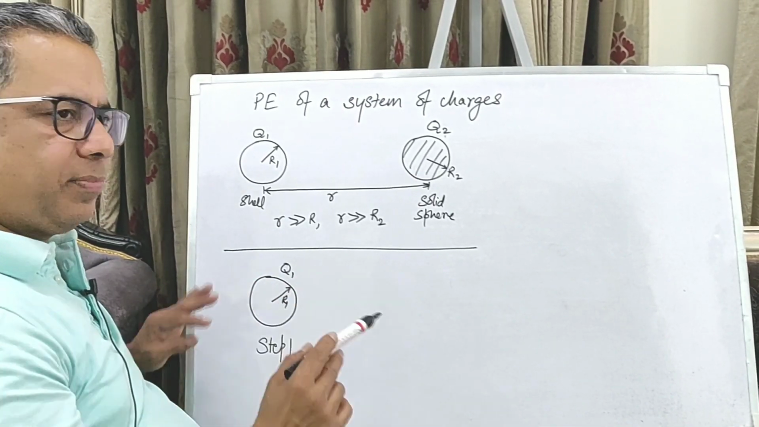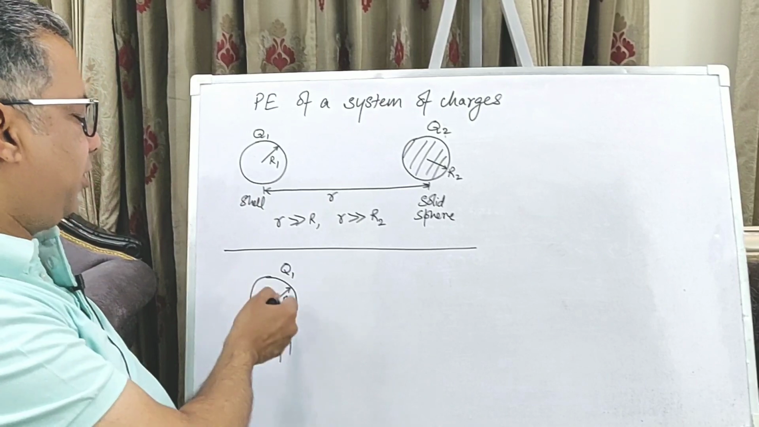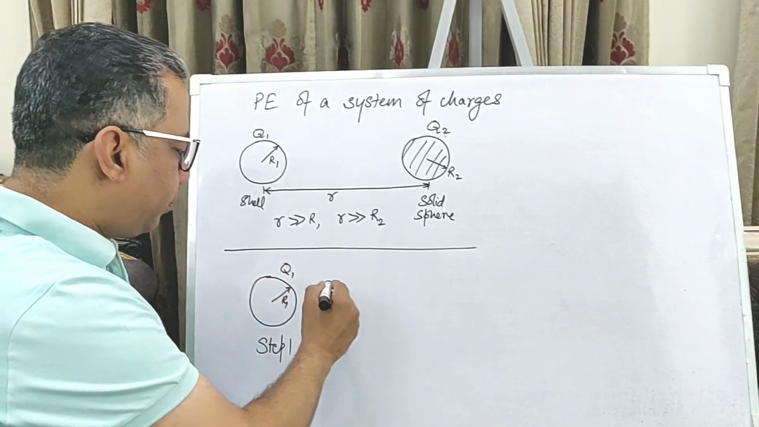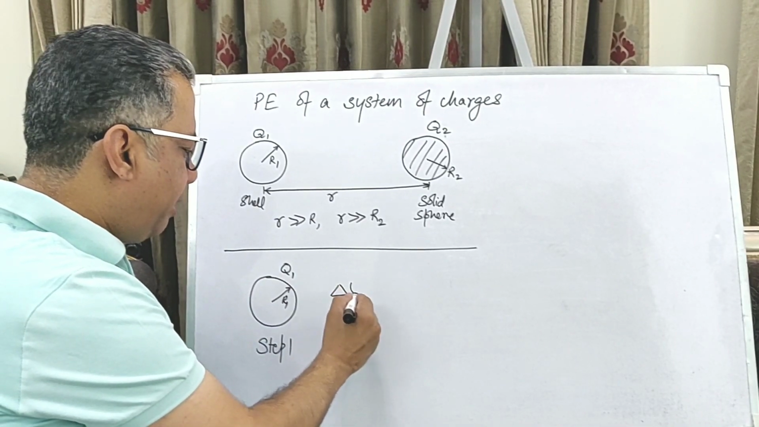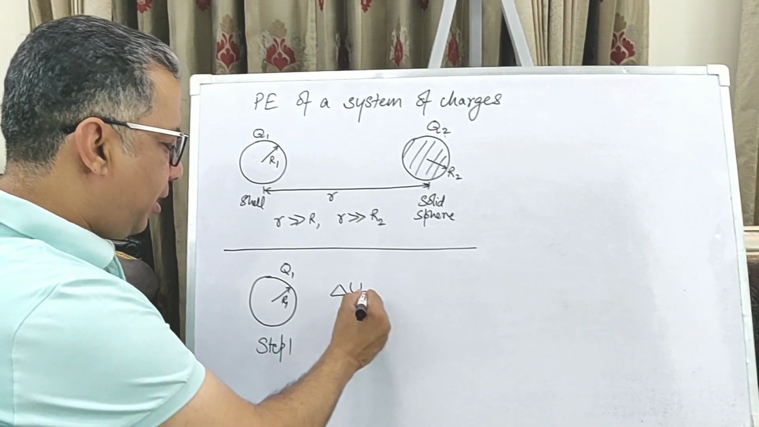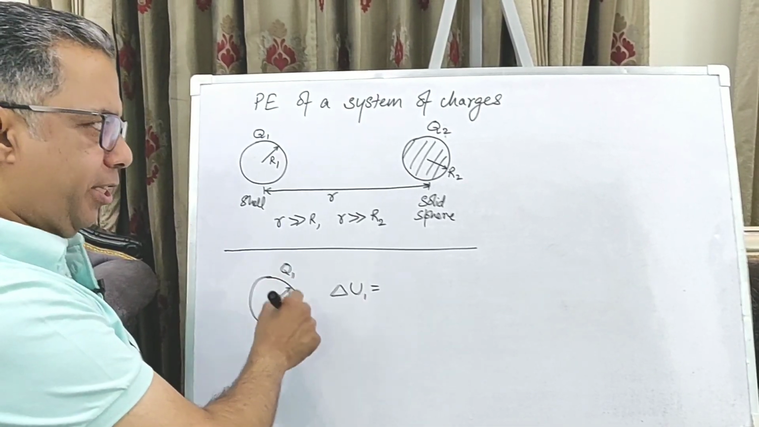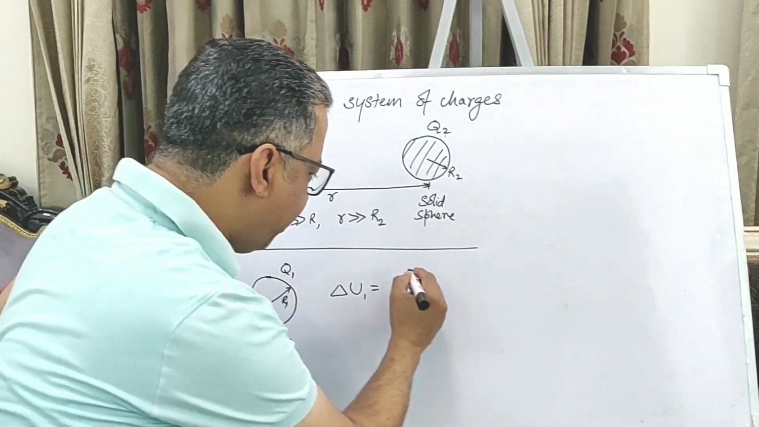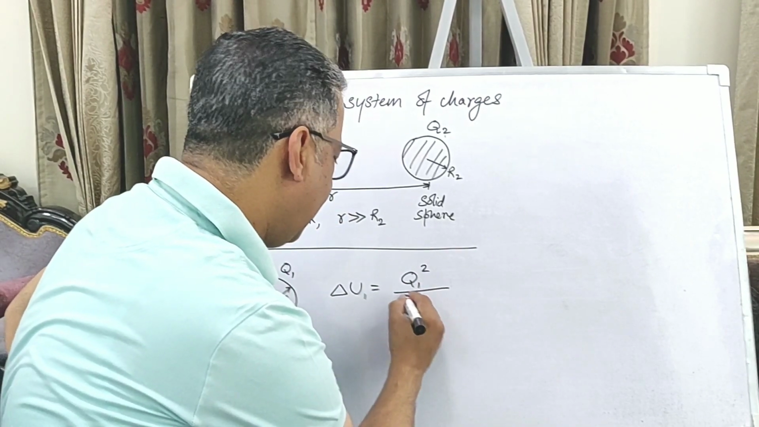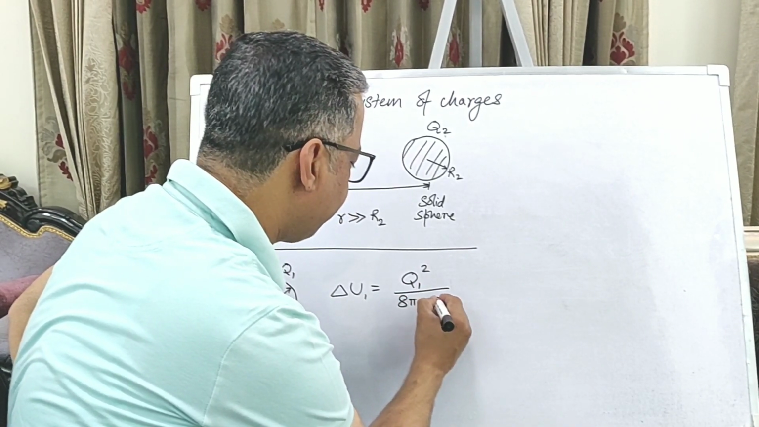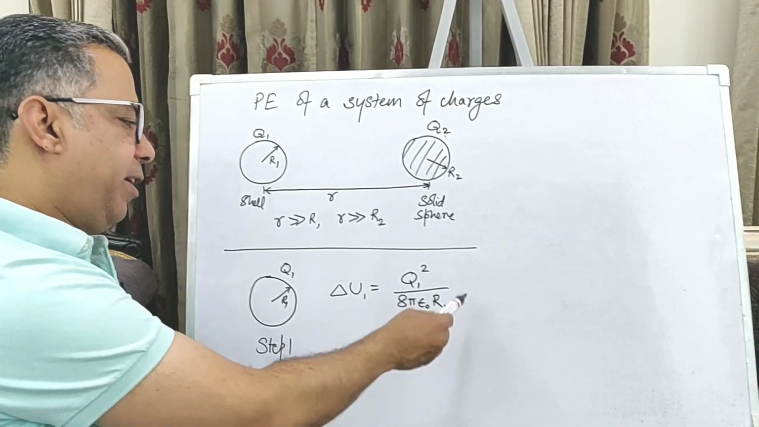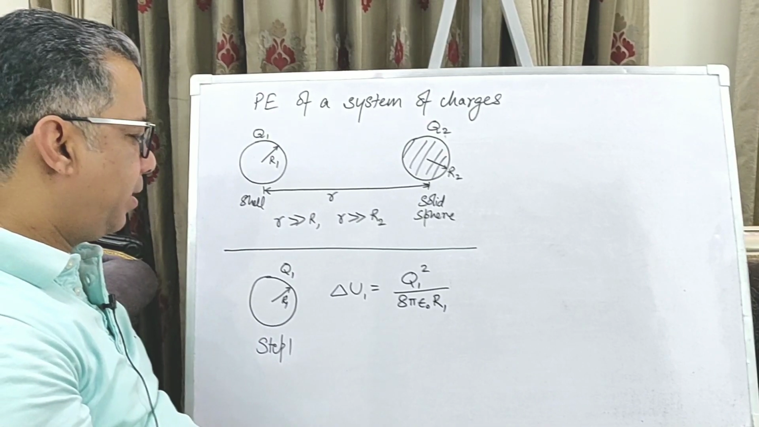Now in this step, initially there was no charge, now we have this charge. When we add this charge here, then the change in potential energy of our system in this first step is simply the self energy of this sphere, and that self energy will be Q1 square by 8 pi epsilon naught R1. So that's the change in self energy in this first step.